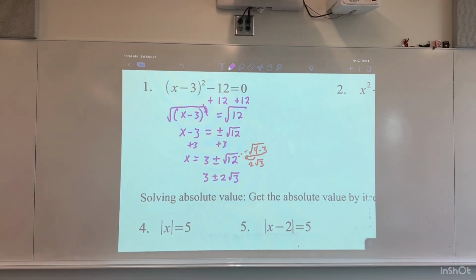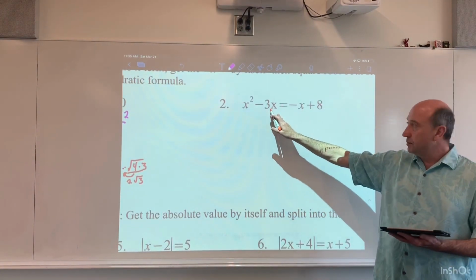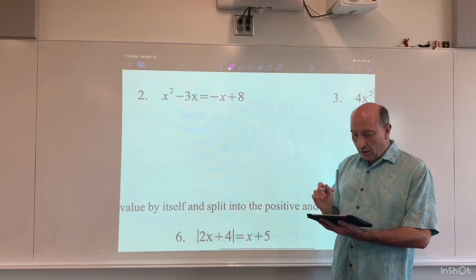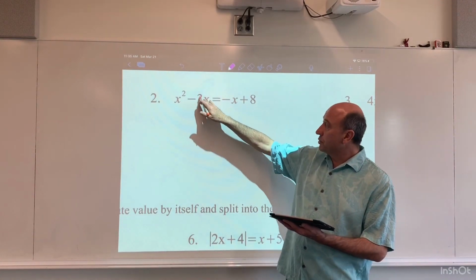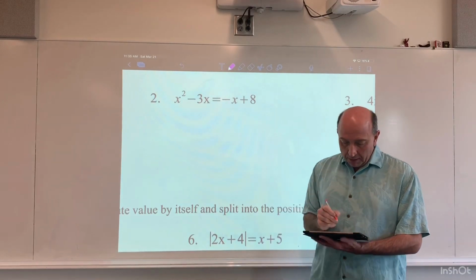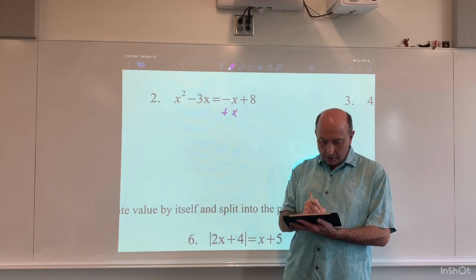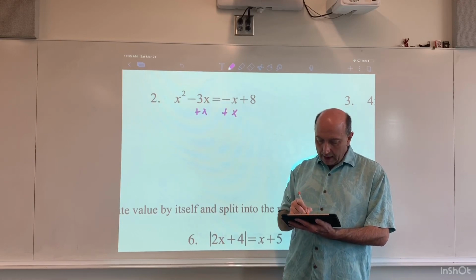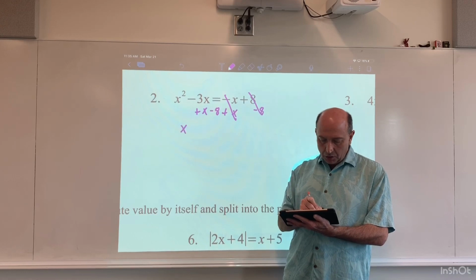The next problem we have, problem 2. Here there's an x squared and an x term. So in this one, we want to set it equal to 0. Because square rooting both sides won't work, we'll end up with the square root of x and then get stuck. So what we will want to do, you want your x squared to remain positive. So we'll add x to both sides. And I'll subtract 8 from both sides at the same time to save a step. So those cancel. And I get x squared minus 2x minus 8 equals 0.